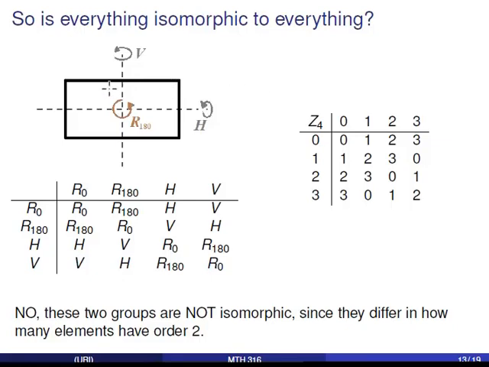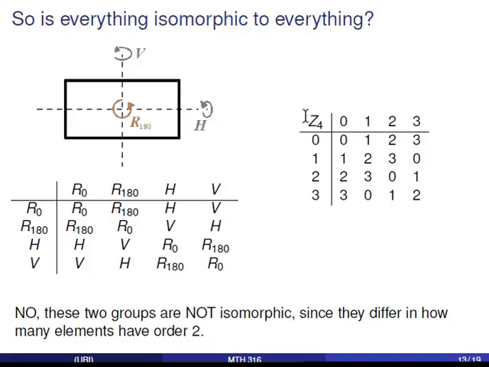Now an element of order 2 is one where when you multiply it by itself, you get back the identity. In this case here, this group has R0 as the identity, and as I take a look at R180 and H and V, they all have order 2, because putting any one of them together with itself creates the identity. So I have 3 elements of order 2. Remember that the identity has order 1.